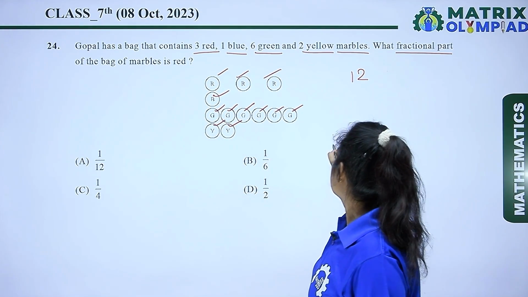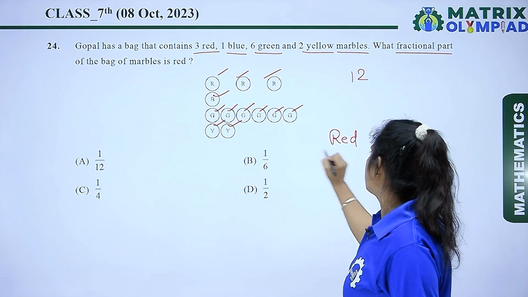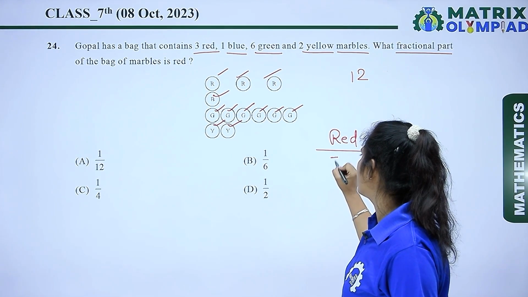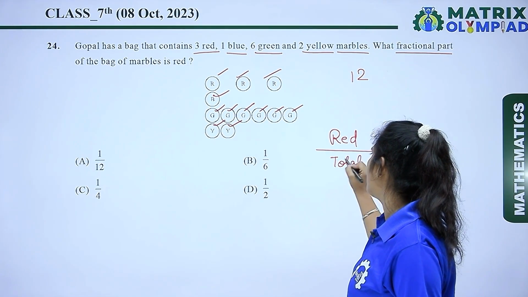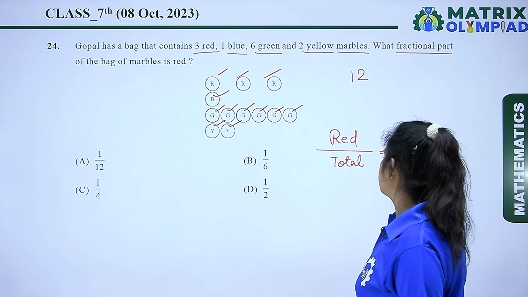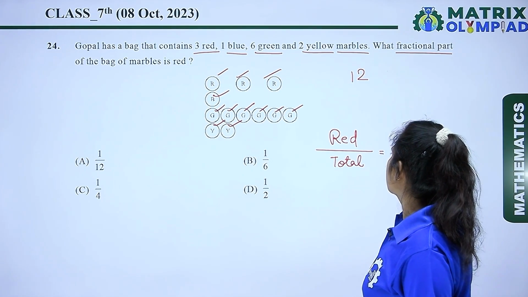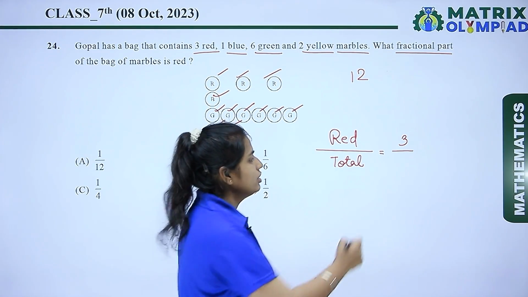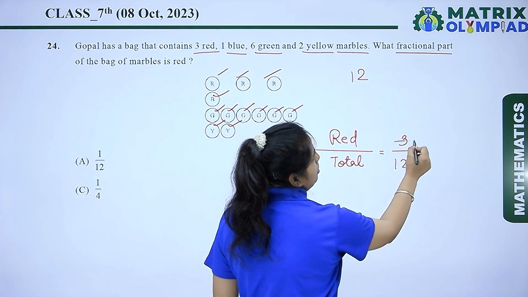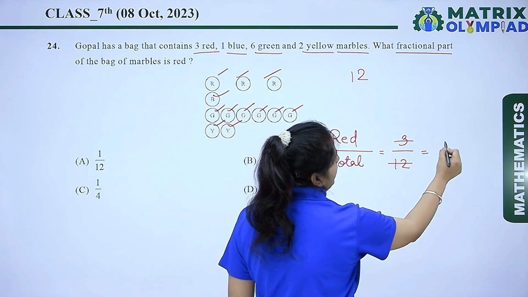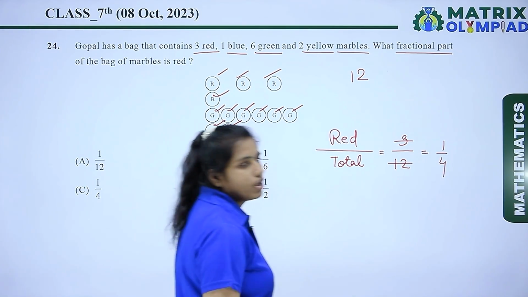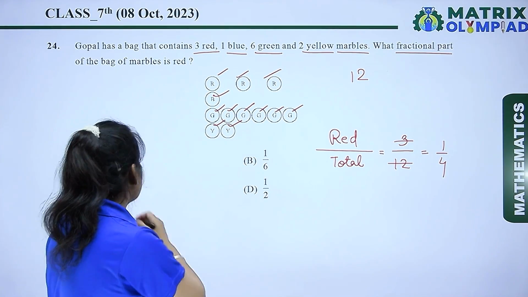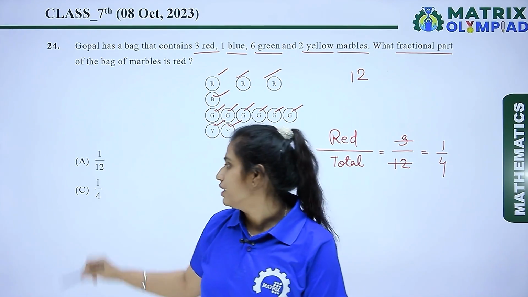Now here, for the fractional part, we have to write the number of red marbles on the numerator side and the total number of marbles in the denominator side. So here red marbles are 3 and the total number of marbles we have is 12. So after simplifying it, we get 1 upon 4. So the answer will be 1 upon 4. Here option C is the correct answer.